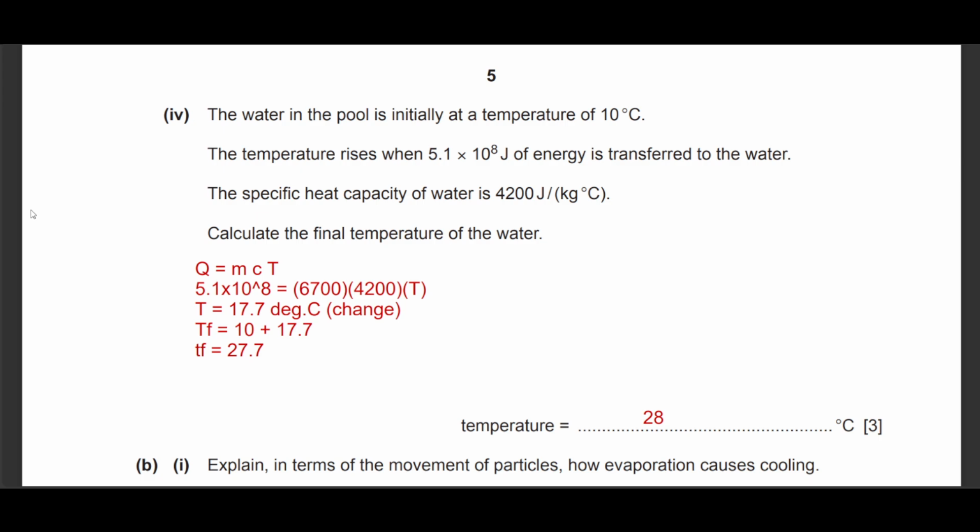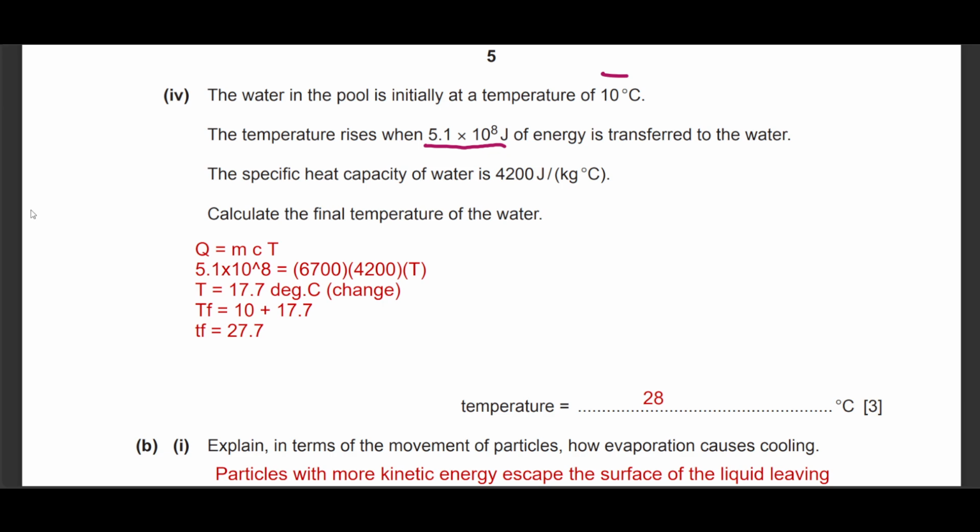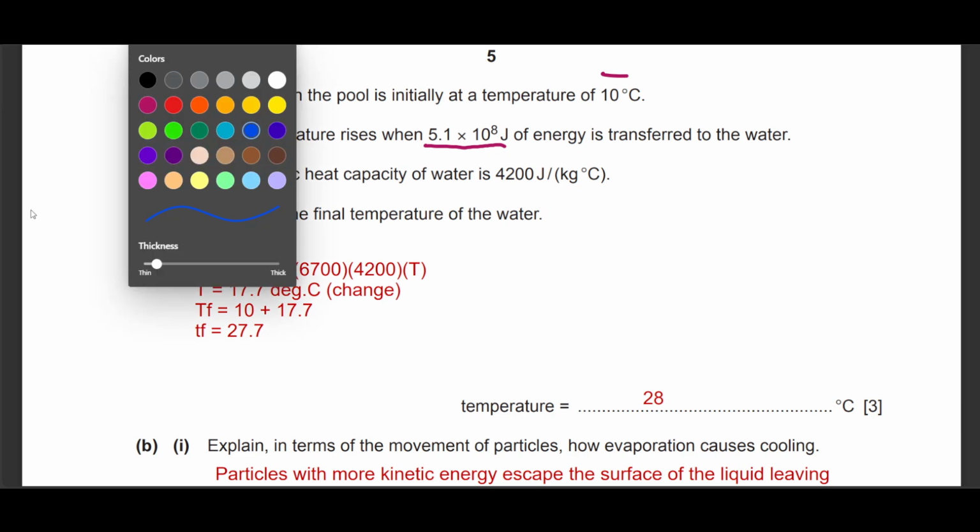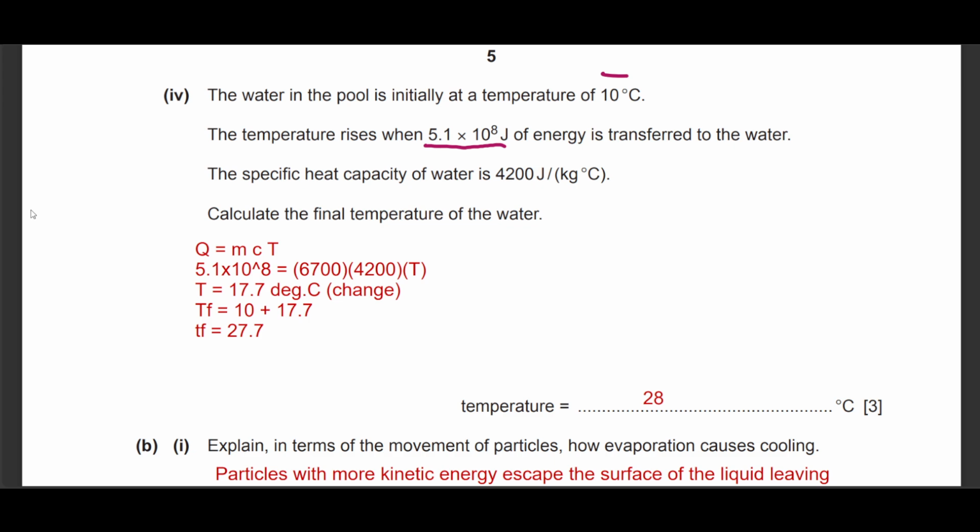Part 4, the water in the pool initially at 10 degrees centigrade. The temperature increases because this much energy is transferred to the water, probably due to the heat from the sun because it's on the outside, or probably due to an electric heater, we don't know. The specific heat capacity is this. Calculate the final temperature of the water.